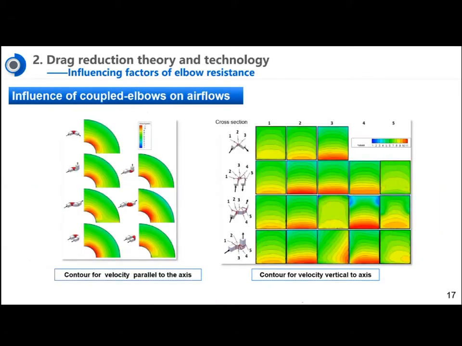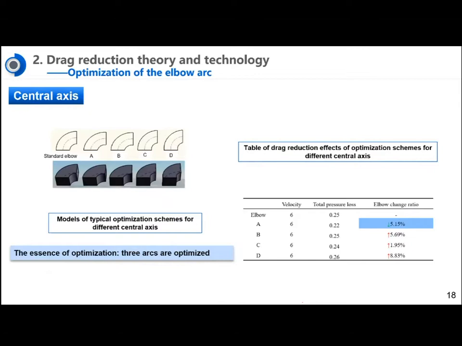And this slide. We have optimized the curve of the air elbows, and we have optimized the arc surface of the air elbows. The first is the central axis. The central axis essentially changes the overall shape of the air elbow into three arcs. The table illustrates the resistance reduction effects of typical transformation schemes for different central axes.